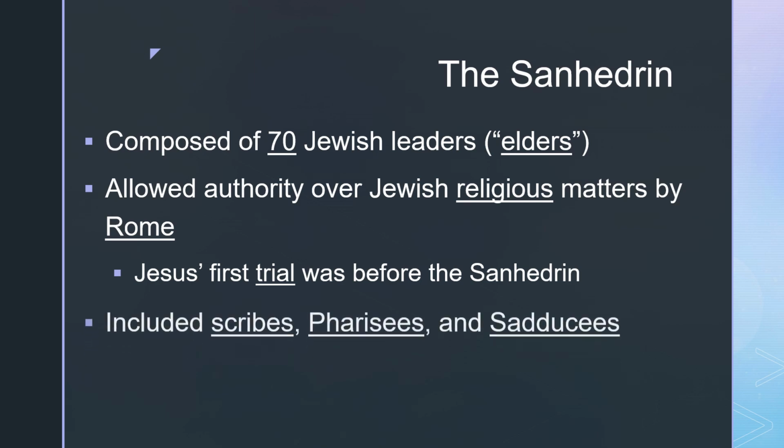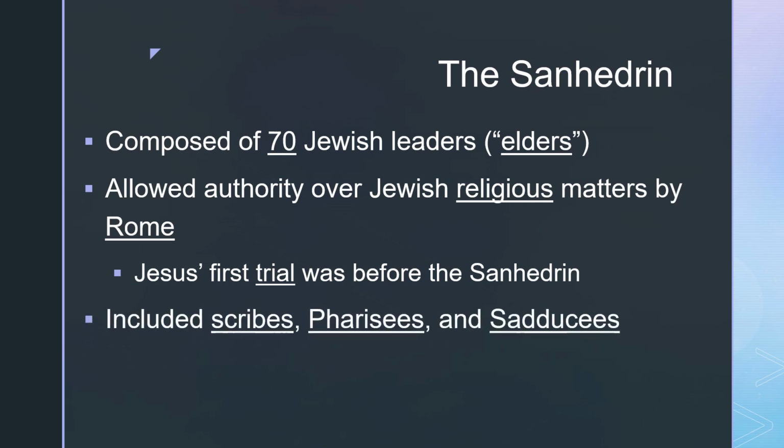The Sanhedrin included scribes. Those are like the Bible teachers or professors of the day. Pharisees and Sadducees. We'll talk about those groups coming up. But it was dominated for the most part by the Sadducees. So the Sadducees are the ones who held most of the power within the Sanhedrin.